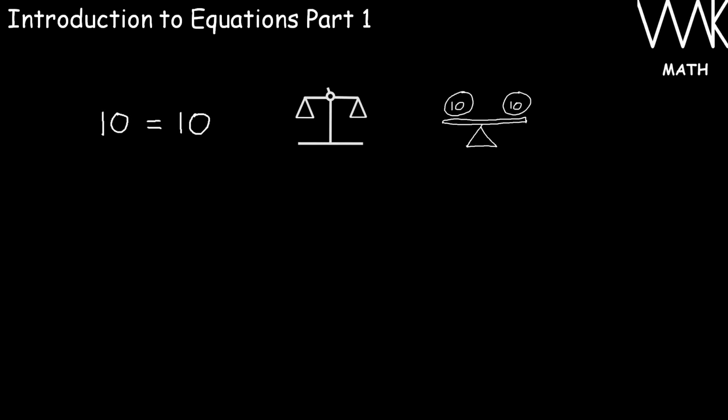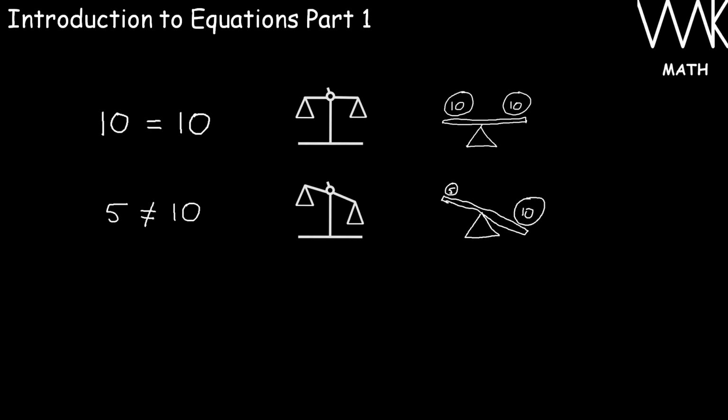Now, what happens if they're unequal? Let's take this example, 5 and 10. Are they equal? Absolutely not. So we have an equal sign and a crossed out equal sign. Now if we were to represent this using a scale balance, we see that the right side is heavier so that it is tilted towards the right side. What happens if we have 10 on the left side and 5 on the right side? They are obviously not equal. So it is actually tilted towards the left side if we are using a scale balance.